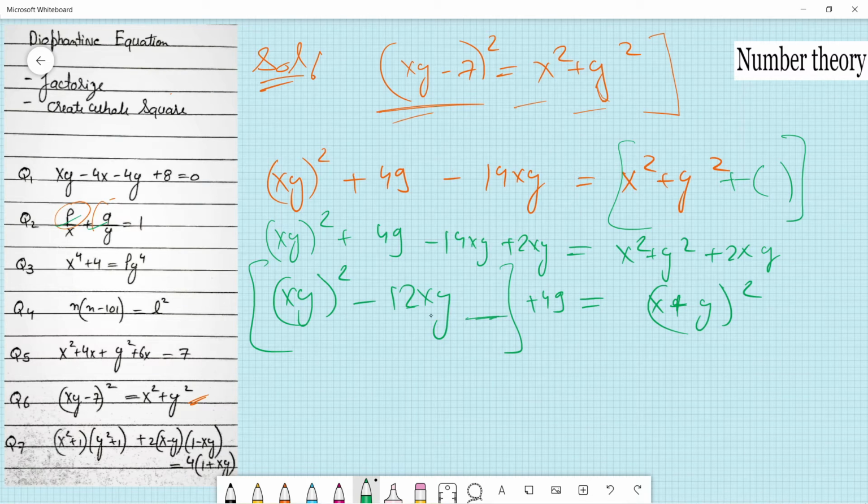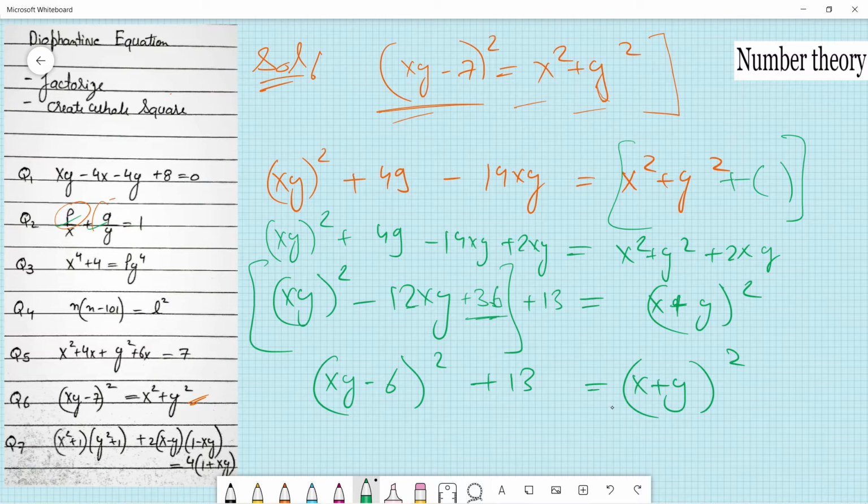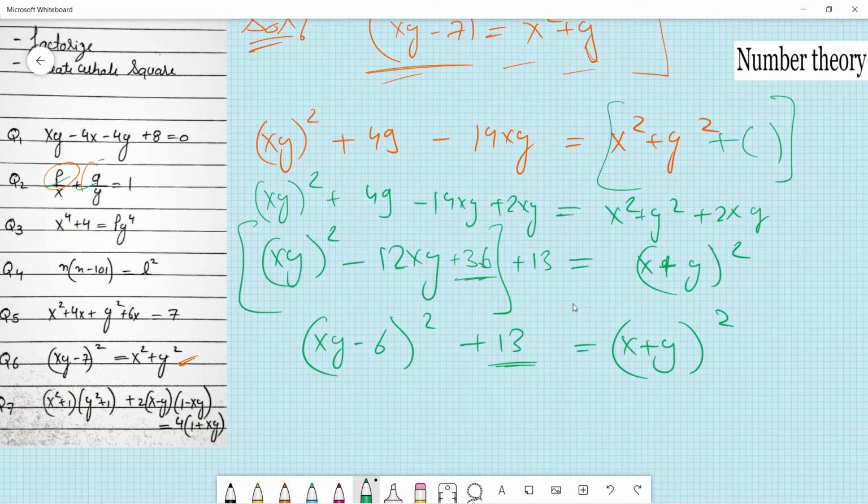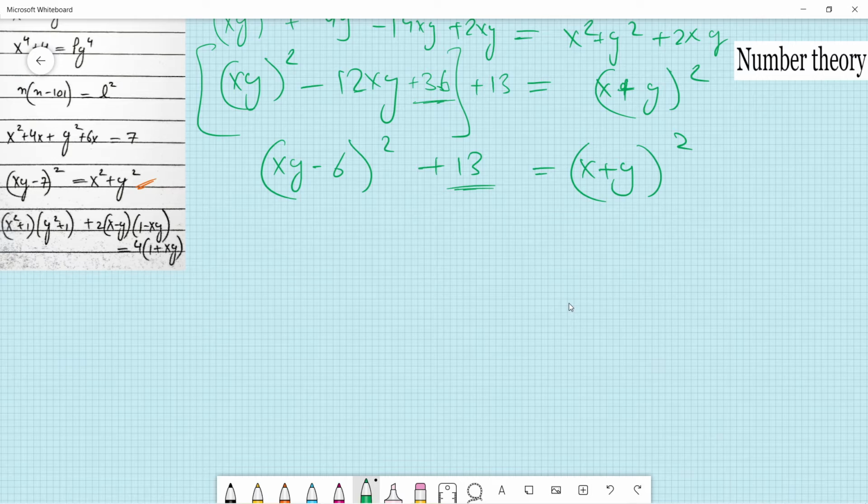So let's try to bring 36 here, which can be done easily. Let's take 36 out from here, put 36 here, and we'll be left with 13. This side becomes a whole square. It will come out to be (xy minus 6) whole square plus 13. This way we've got two squares and a number alone. So from here on we can proceed to solve our problem the same way we did earlier.